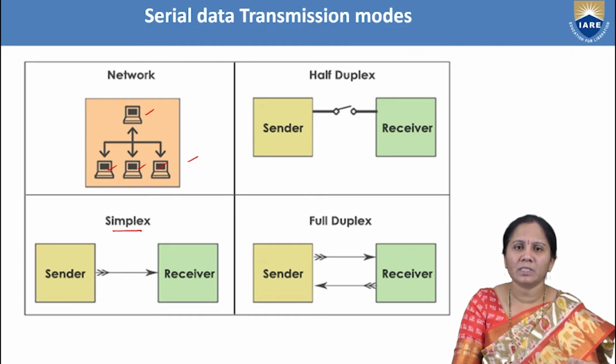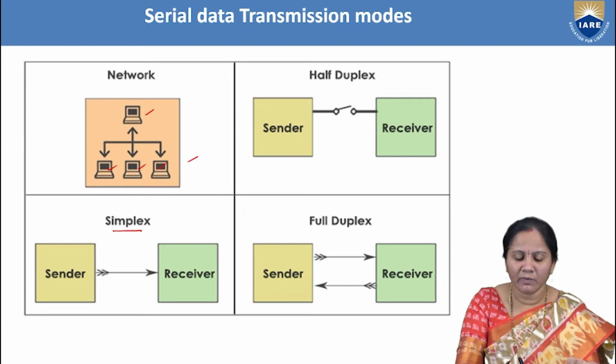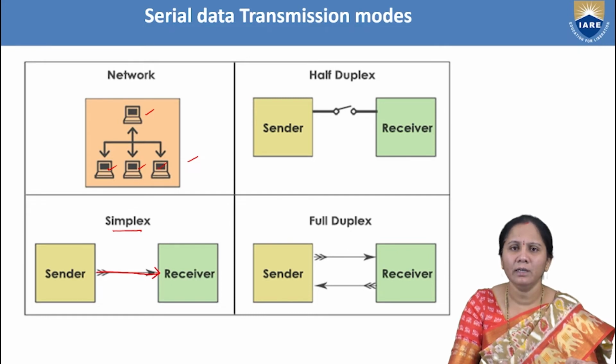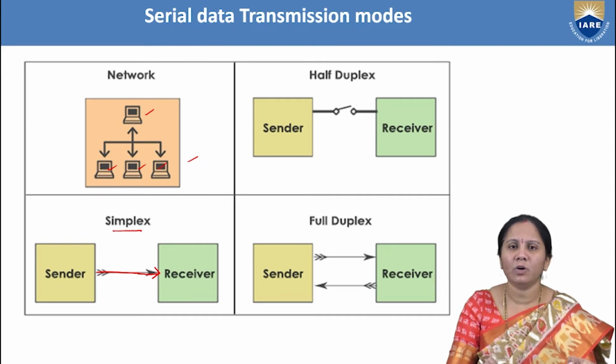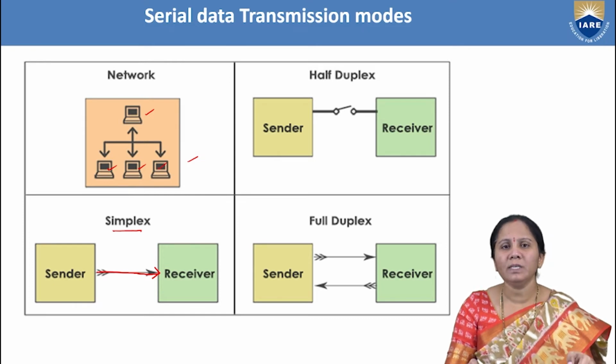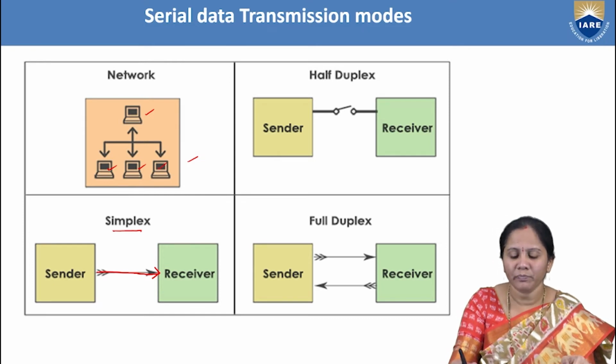In the simplex transmission mode, it is called one-way communication. Why? Because every time the sender will be sending the data and the receiver will be receiving the data. So in this case, there is no chance for the receiver to send the data to the sender. That is why it is called one-way communication. It is also called simplex communication.